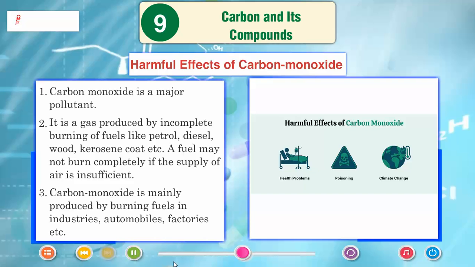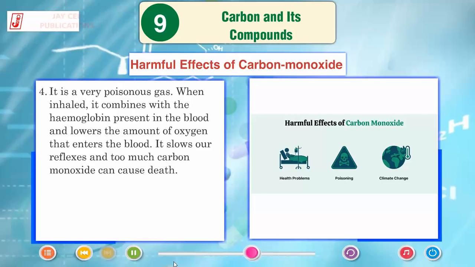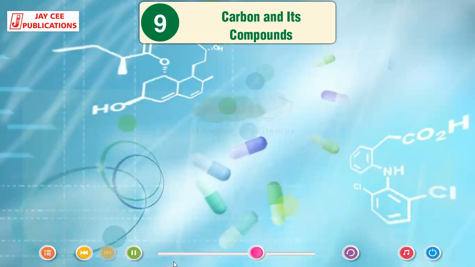Carbon monoxide is a major pollutant. It is a gas produced by incomplete burning of fuels like petrol, diesel, wood, kerosene, coal, etc. A fuel may not burn completely if the supply of air is insufficient. Carbon monoxide is mainly produced by burning fuels in industries, automobiles, factories, etc. It is a very poisonous gas. When inhaled, it combines with the hemoglobin present in the blood and lowers the amount of oxygen that enters the blood. It slows our reflexes, and too much carbon monoxide can cause death.